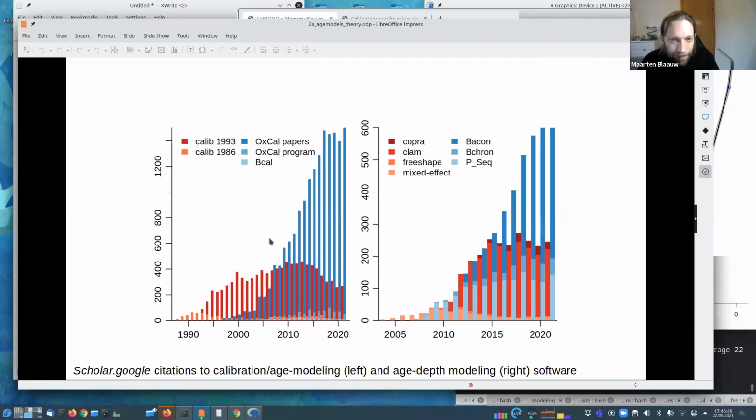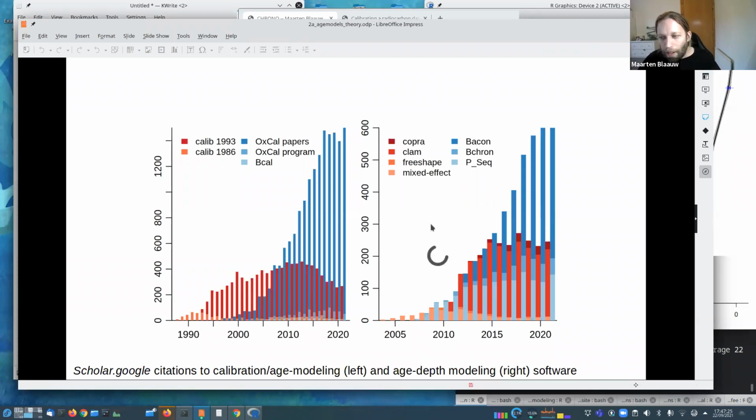That's a question, and I don't know. Perhaps it's because it's from Oxford and it worked well, and people started using it, and therefore more people started using it. Because at the same time, there's also BCal, which has been around more or less the same amount of years as OxCal, but is far less popular than OxCal. Yeah, so there's a difference in popularity. Perhaps because OxCal can do many more things than BCal.